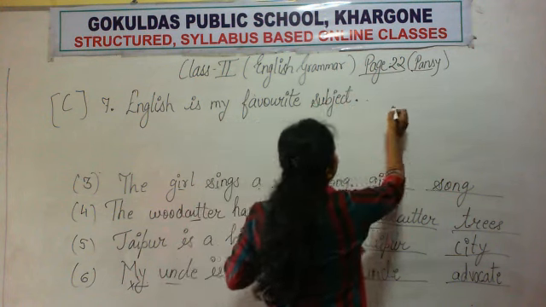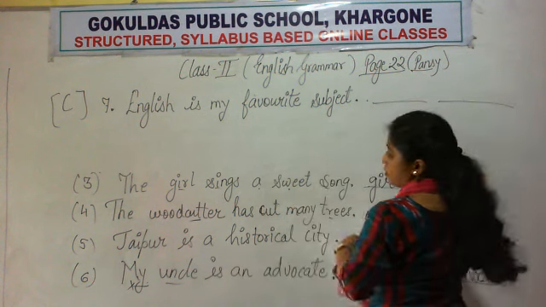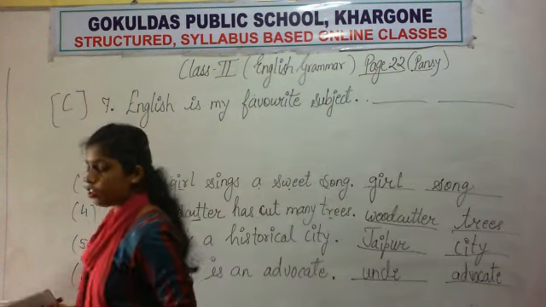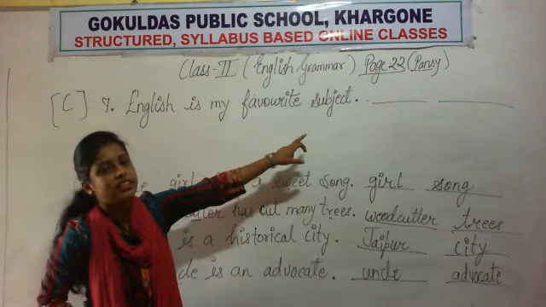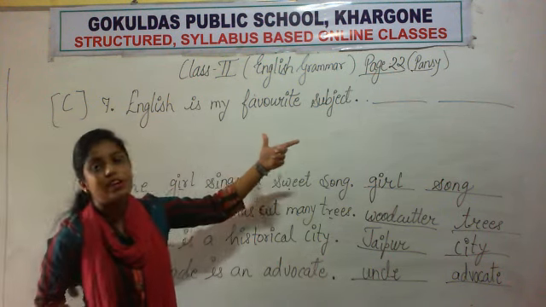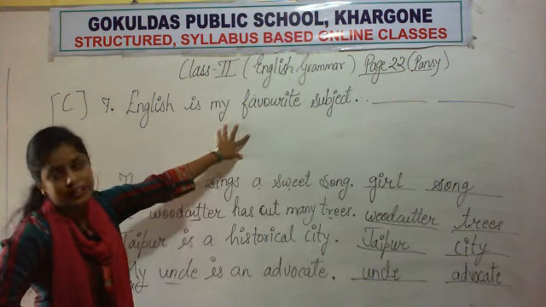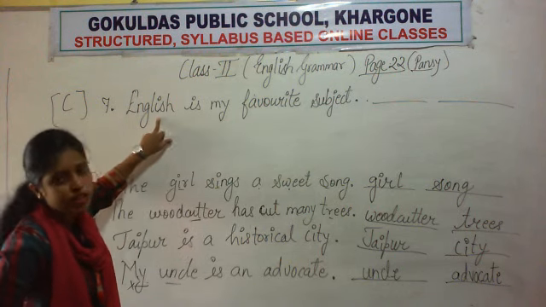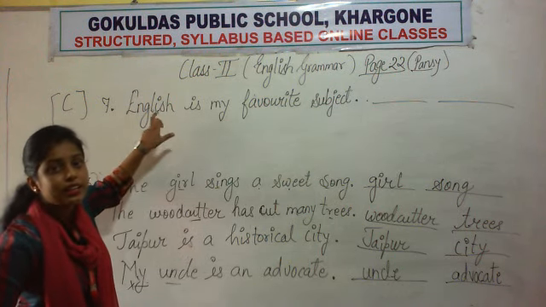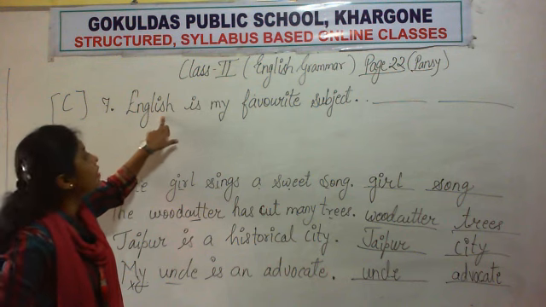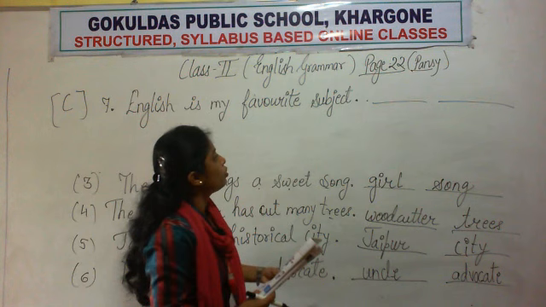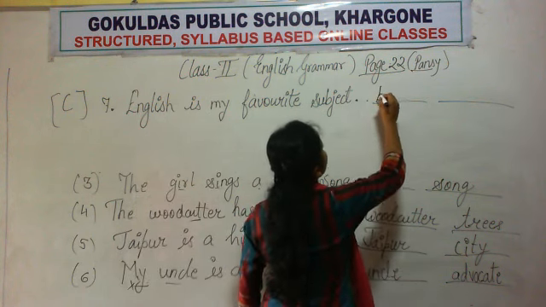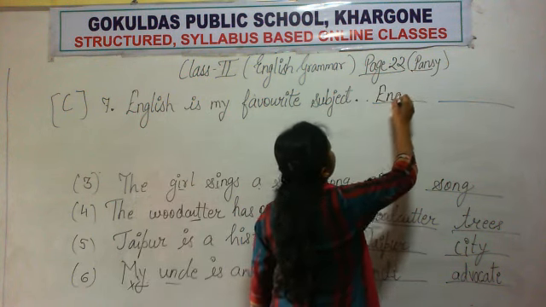ठीक है? So here we have to pick out some nouns. So can you tell me what is a noun here in this sentence? English is my favorite subject. English मेरा favorite subject है. See the sentence carefully. English is the name of a subject. It is the name of something, right? So English is the name of a subject. That's why it is a noun. Okay, English is a noun, a proper noun.